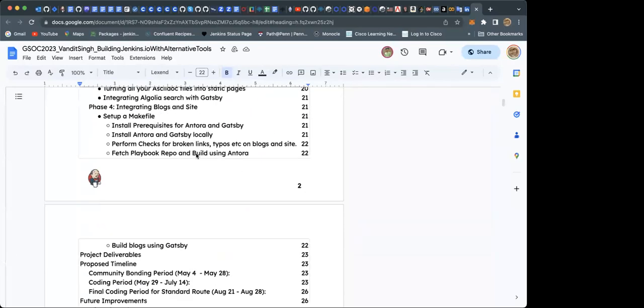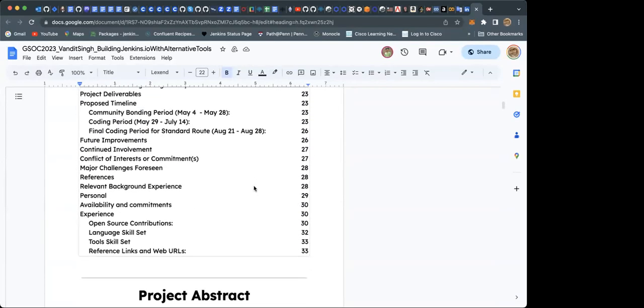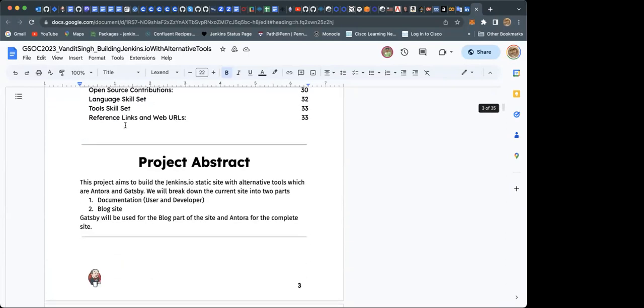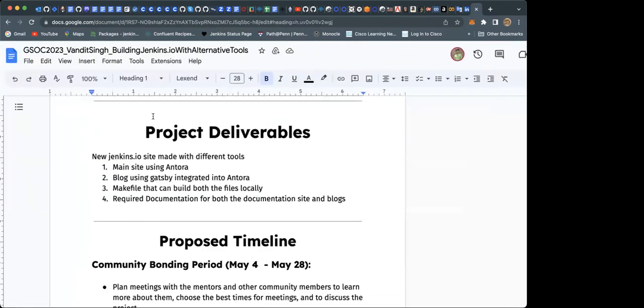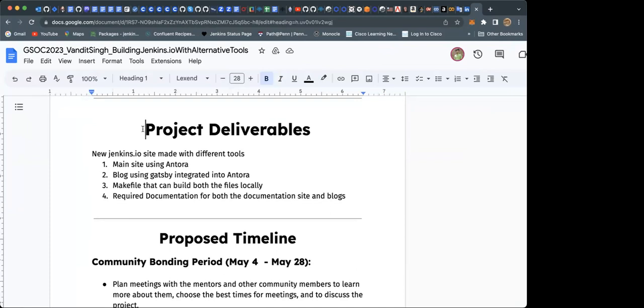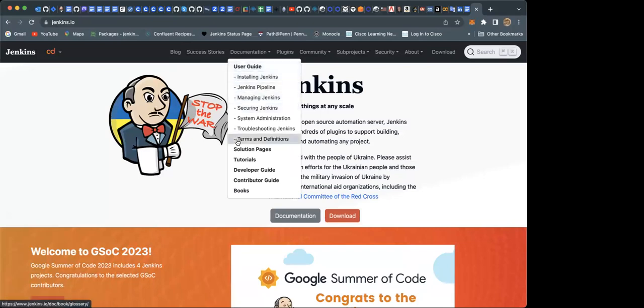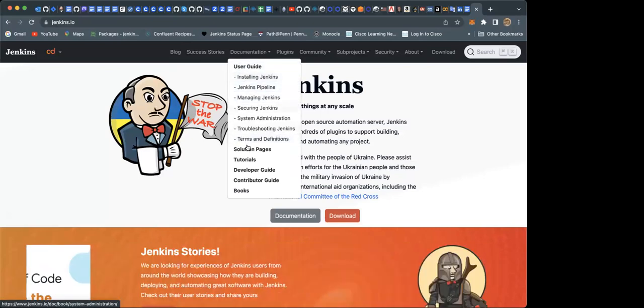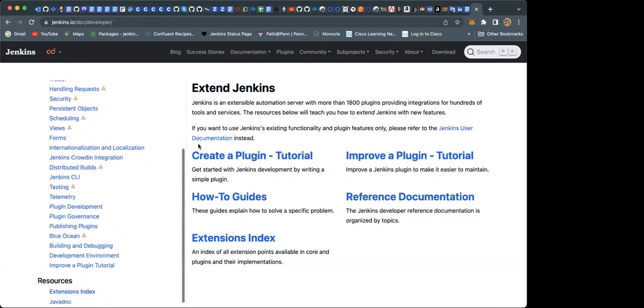Okay, so I think it's somewhere here, proposed timeline. So that includes all the project deliverables. Too bad, no hyperlinks. Yeah, there. Okay, good. Project deliverables. Maybe you should make these more incremental. Is it possible? Because for the website, if we go back to Jenkins.io, we can see there are so many sections, just for documentation, maybe just for user guide. We also have certain pages, tutorials, developer guide, and even for a developer guide, it's not trivial.